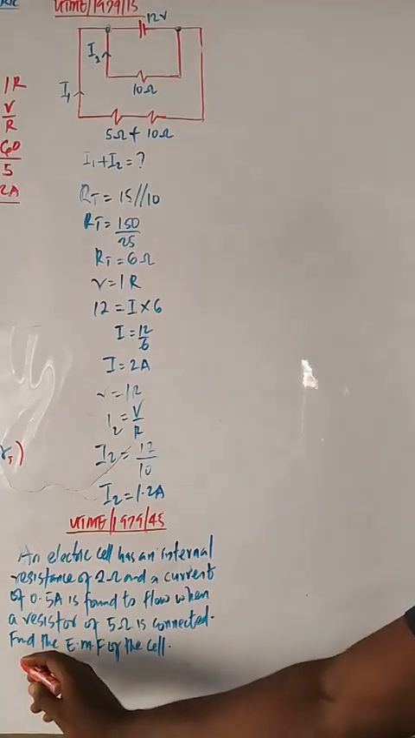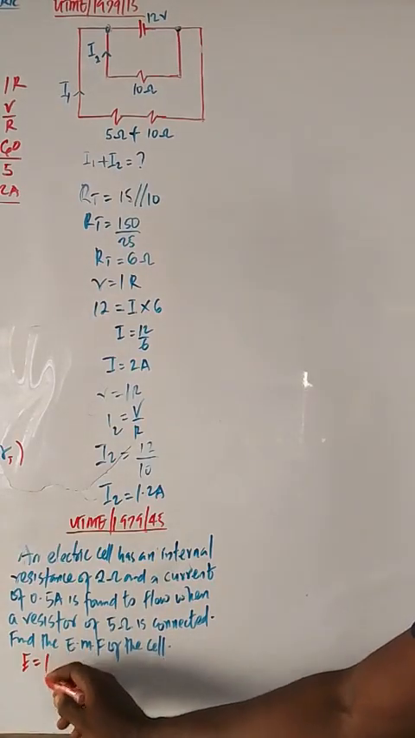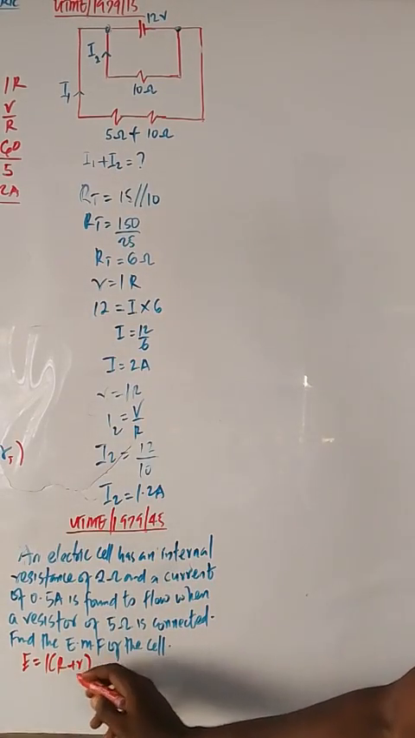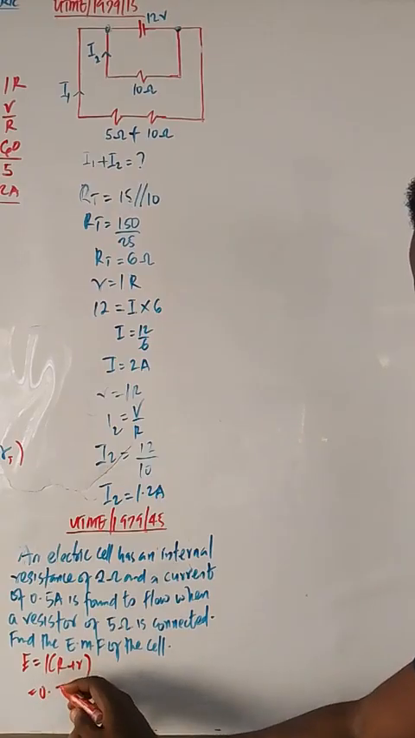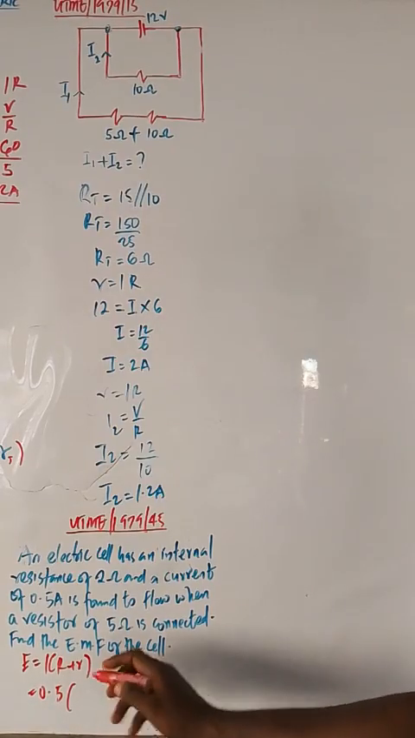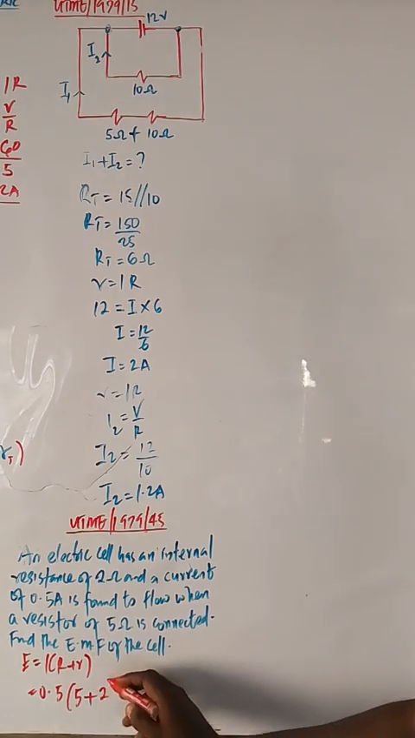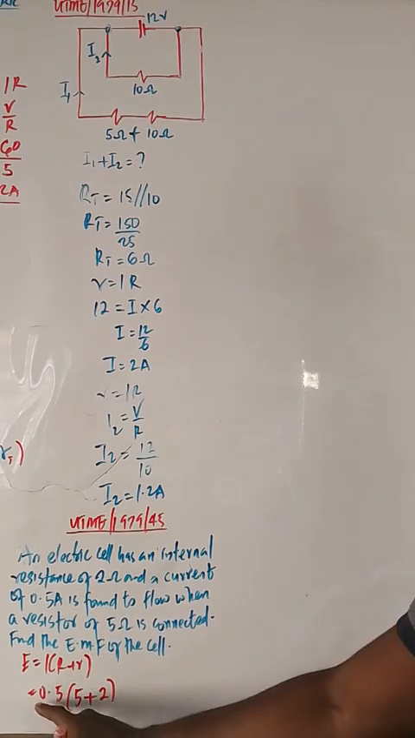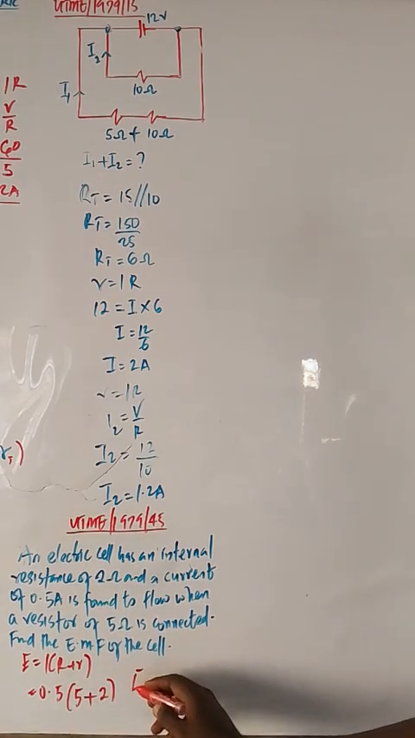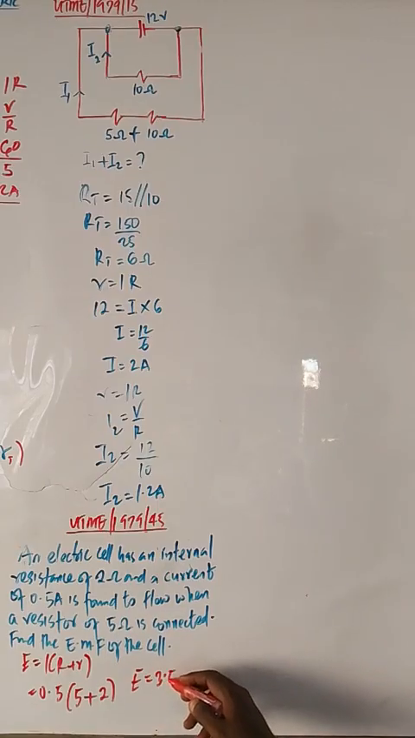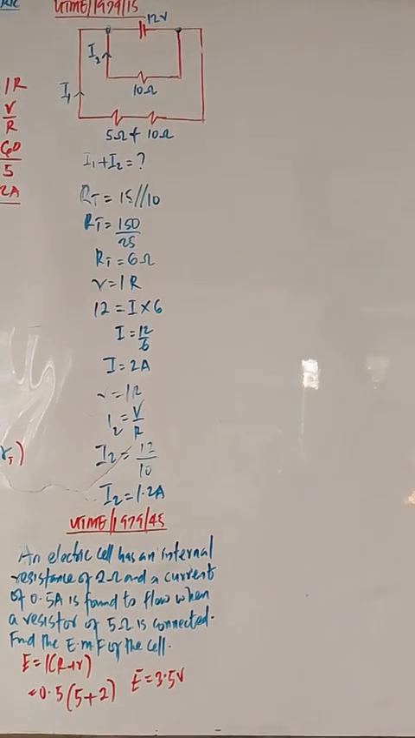Since they mentioned internal resistance, we are going to use E equals I times R plus R. So we are given I to be 0.5. The R, external resistance, is 5. Internal resistance is 2. So 5 plus 2 is 7. 7 times 0.5, that's 3.5. So it means the EMF of the cell is 3.5 volts. Very straightforward and simple.